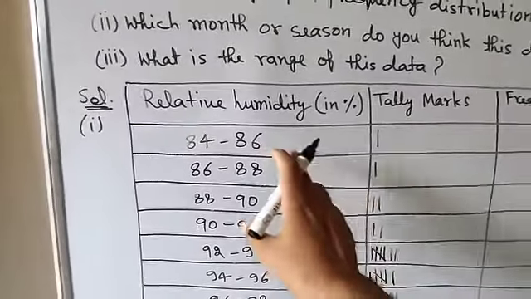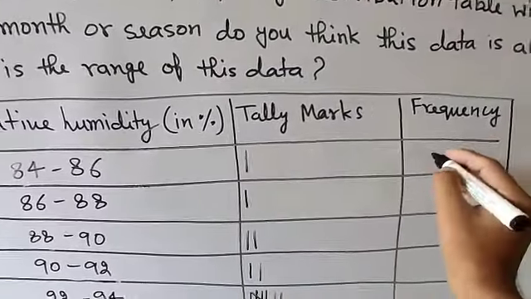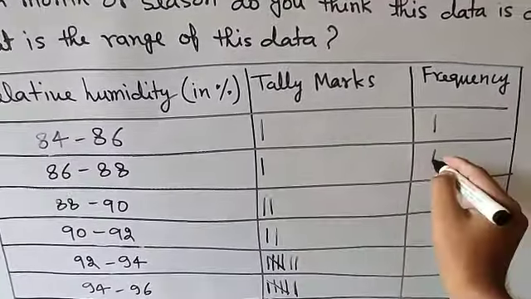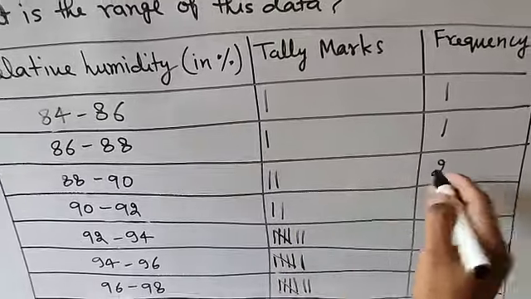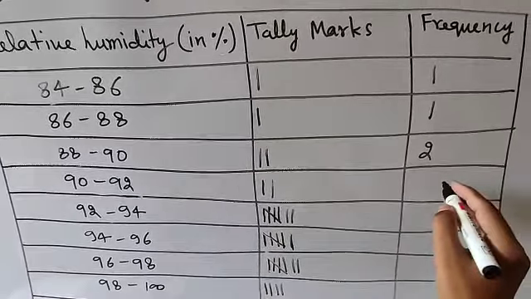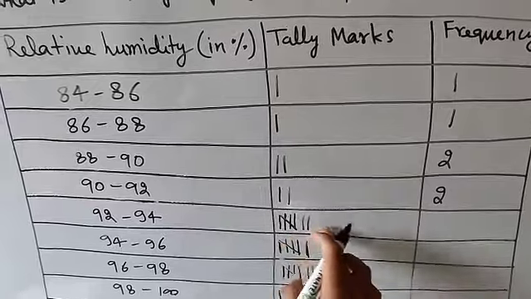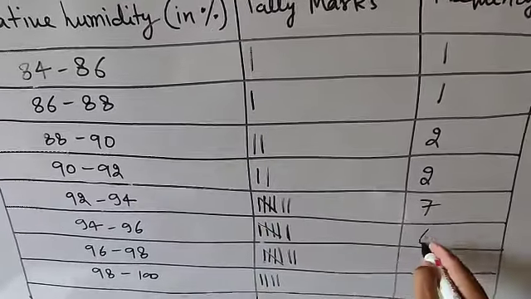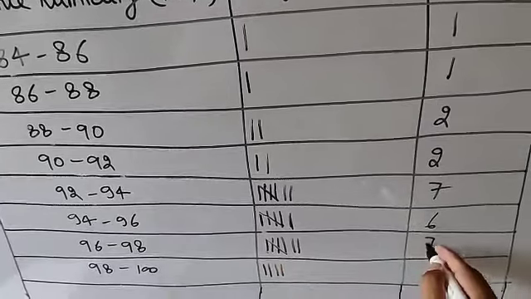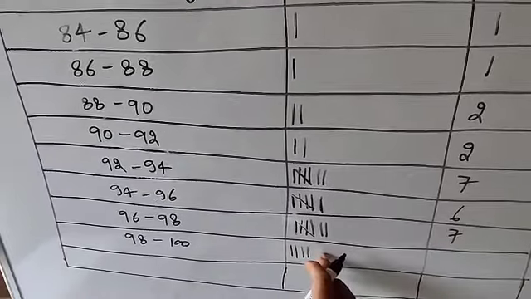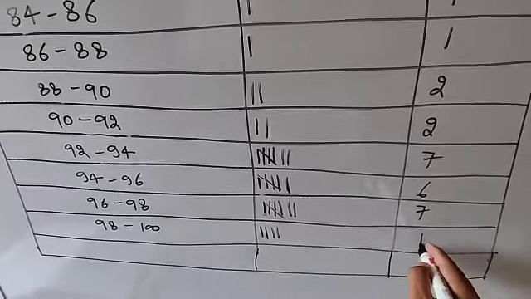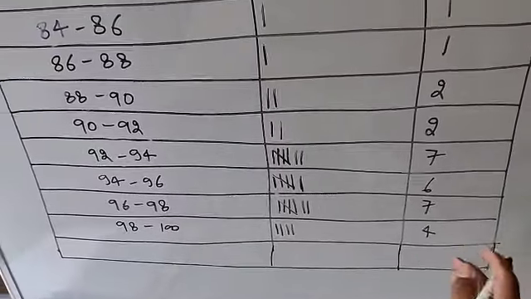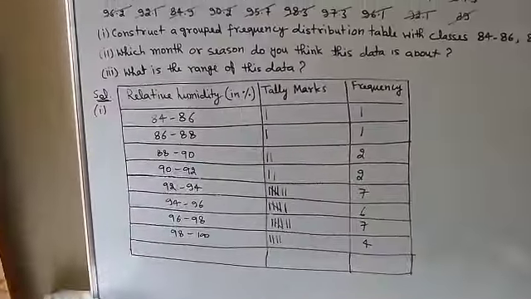Now you need to count that. Here it is 1, so frequency is 1. Here it is 1, so 1. Here it is 2. Again here it is 2. Then here it is 5 plus 2, 7. Then 5 plus 1, it will be 6. And here 5 plus 2, 7. Here it is 4. So here all these values are represented.